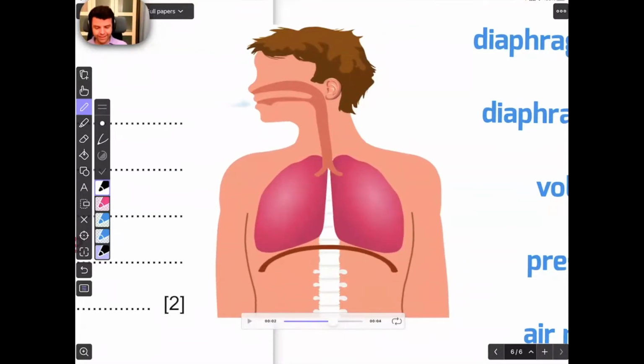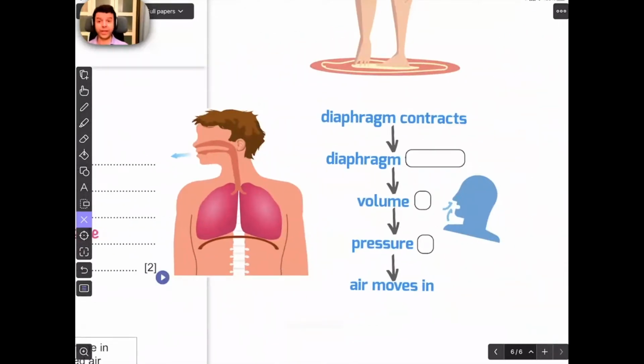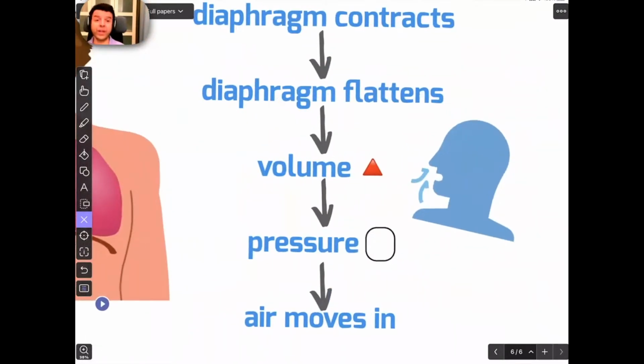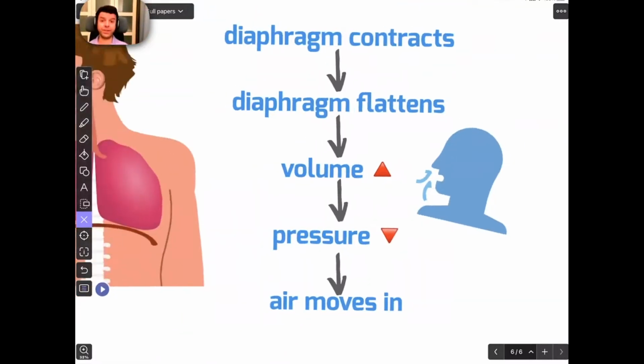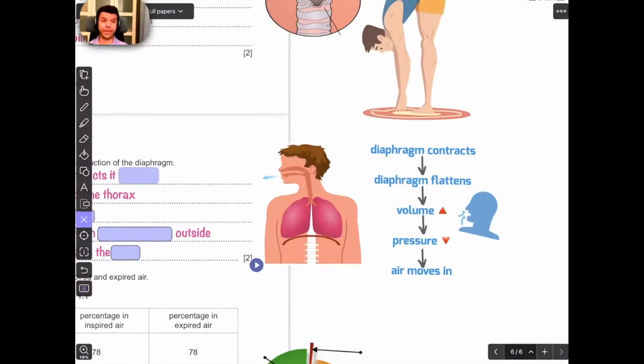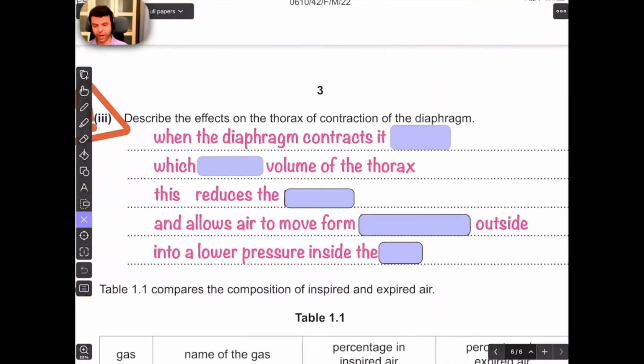Because as this flattens, you find that the chest gets bigger, right? The diaphragm contracts, it flattens, volume increases. Every time the volume increases, what happens to the pressure? Pressure decreases, and that drives the air inside our bodies. So that's the way we let the air enter our body.